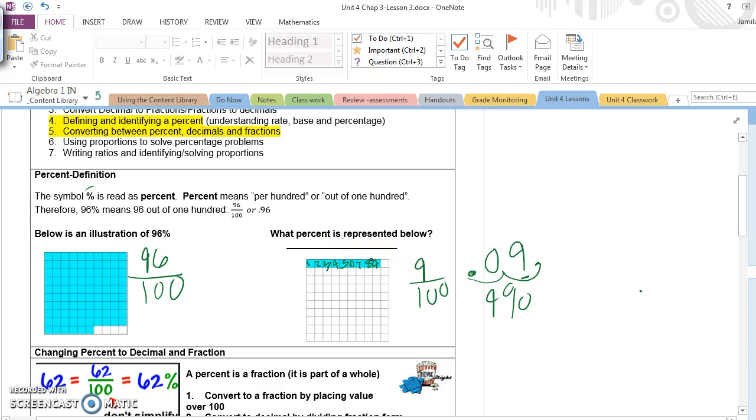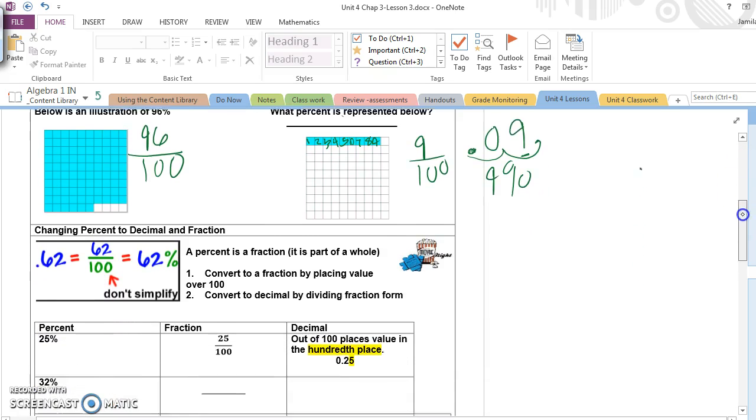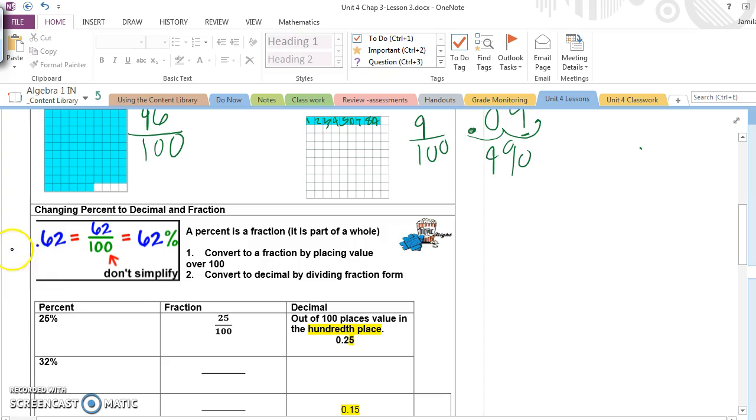9%. So that kind of gave you an overview of changing the fraction to a percent, or percent to a fraction, and decimal to a percent. But we will talk about it more in depth throughout the lesson. So let's go down here. I love this illustration here. It kind of gives it to you all in one: the decimal, the fraction, the percent.